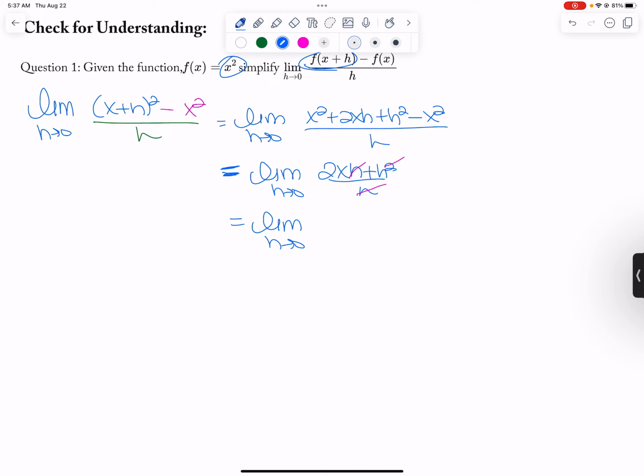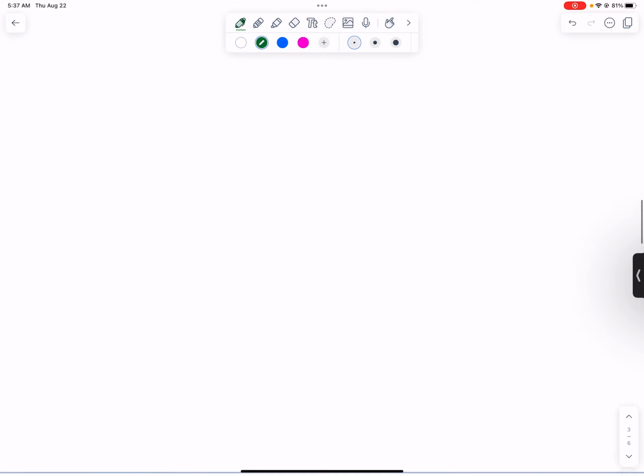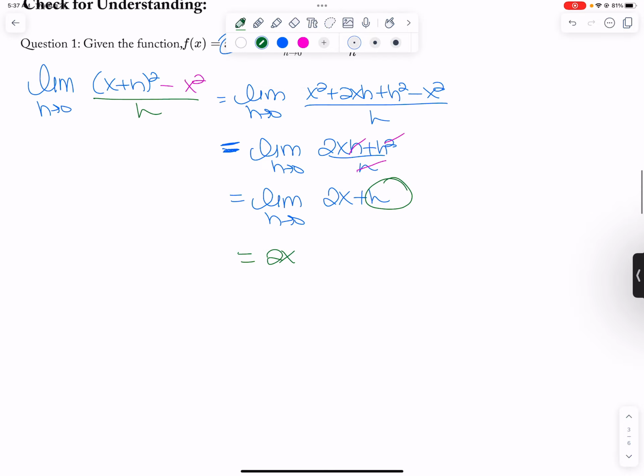So I'm left with 2x plus h. When I plug in 0 for my h, I'm left with 2x. Okay? So hopefully you got the same answer as me. And then let's move right along to the problem set.